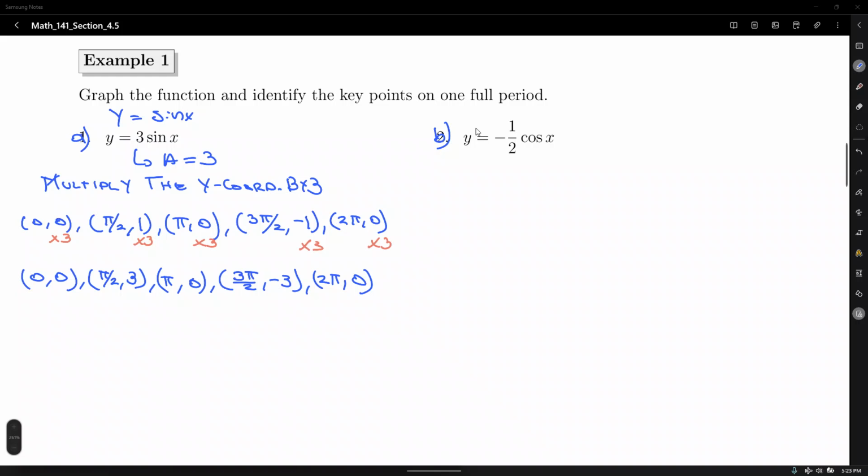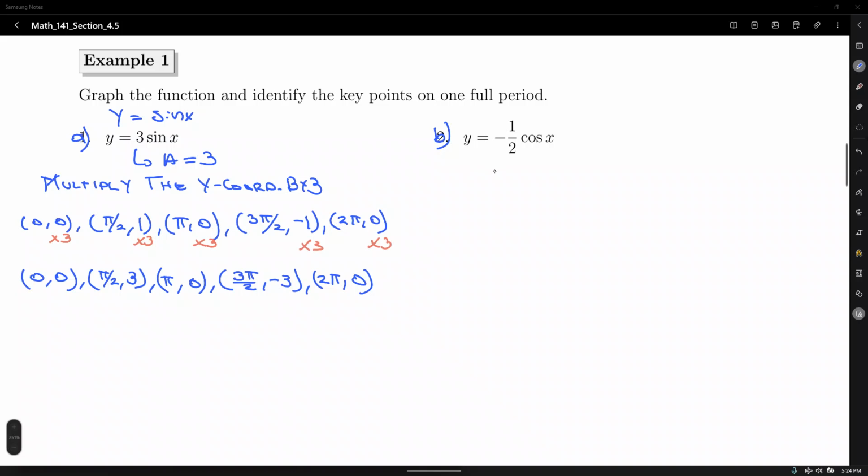Now we're asked to graph the function y equals -1/2 cosine of x. Okay, so number one, let's explain the transformations to the graph of the cosine function, the parent graph cosine function. So number one, believe it or not, there's two transformations going on right here. Number one, multiplication of the y coordinates by a half, and this negative, which is a reflection across the x-axis, or in other words, flip the graph upside down.